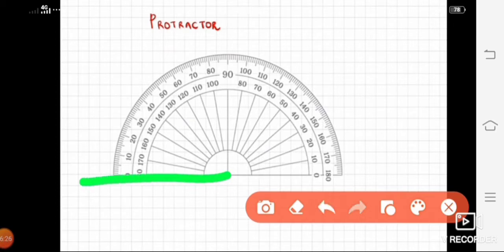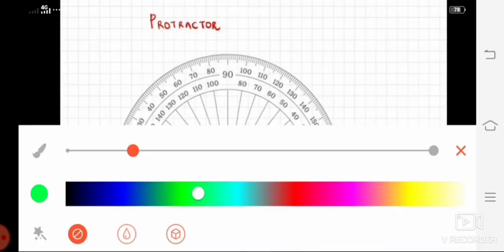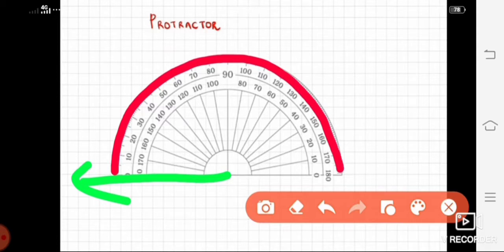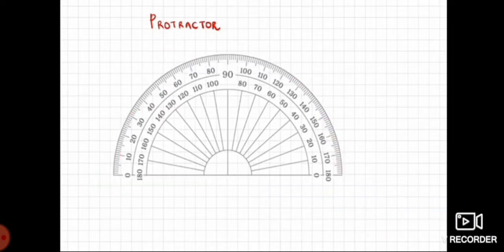Once again I will draw. See, it is this way. Now is it at the left hand side? So I am going to consider the left hand side as 0 for measuring the degrees, so I will use the outside measurement. Did you understand how to use the protractor? Whichever side your ray is present, that side 0 you are going to consider to mark the degree.